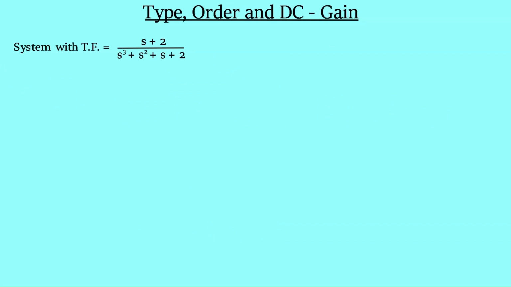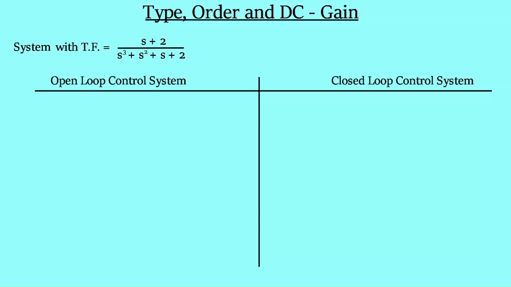I have taken a system with the shown transfer function, but we already know there are two types of control system, and depending upon the type of system, we will proceed how to find the type and order of the system. So let's consider two cases. One is open loop control system and the other is closed loop control system.